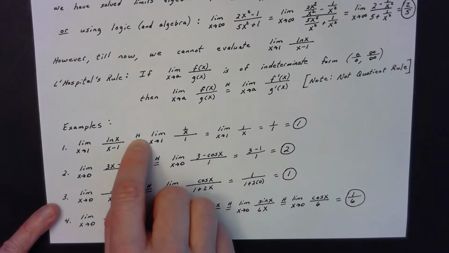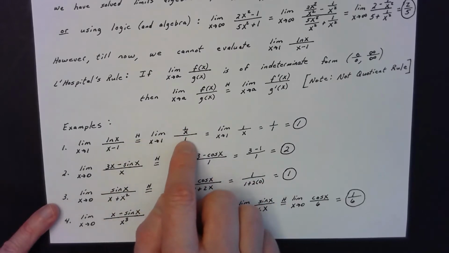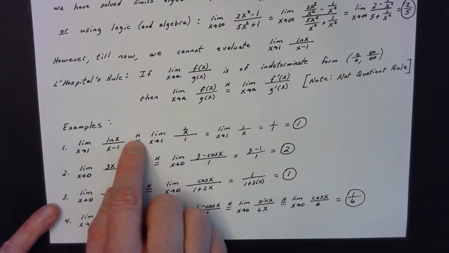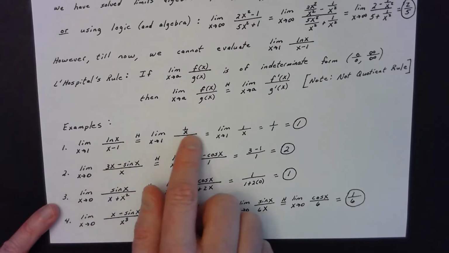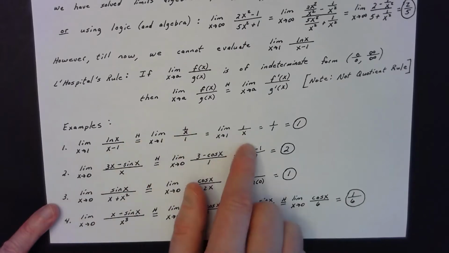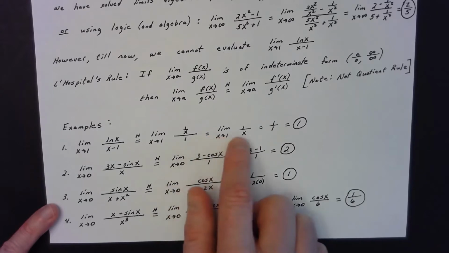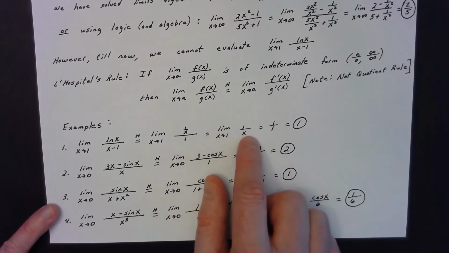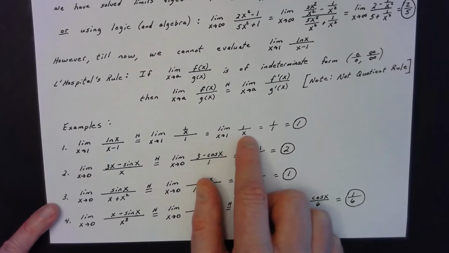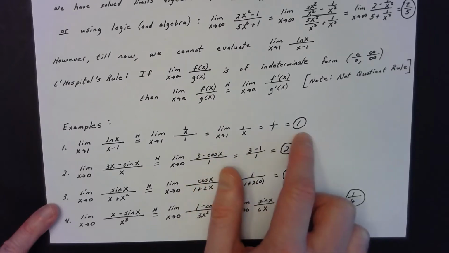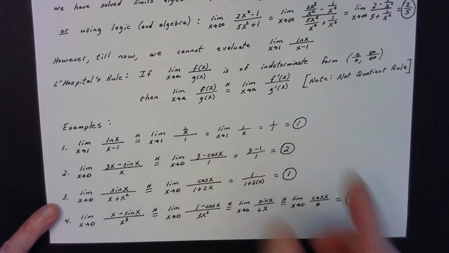Now you'll notice, whenever I take the derivative of the numerator and derivative of the denominator, I must put an h over the equal sign. From this step to this step, I'm merely simplifying, so I don't put the h over the equal sign. I say this is just equal to the limit of 1 over x, which we know as x approaches 1 is just 1 over 1. We get our limiting value of 1.